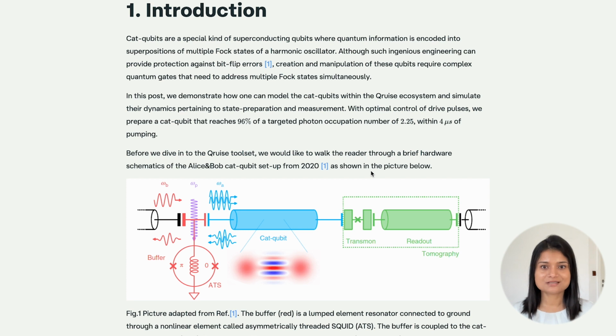A cat qubit is essentially composed of the superposition of two opposite states at once, such that the cat state can be in both 0 and 1 at the same time. And with this specific way of encoding quantum information, one can replace thousands of physical qubits with only several tens of cat qubits to enable building a logical qubit with reduced overhead.